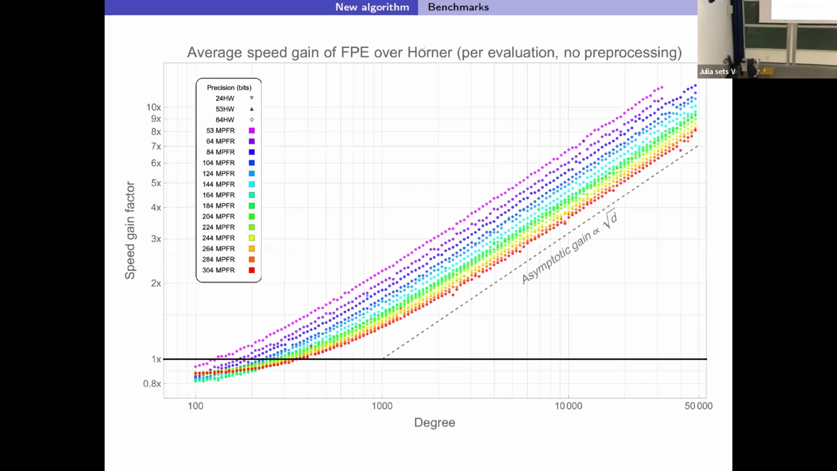How does it work with different precision? Here is the name of the library that we use. Here we have a log graph, and we see this square root of d appearing as the slope of those complexities when the degree increases. So yes, we have implemented this algorithm. All the source files are available in open source, if anyone is interested to test or to use them.